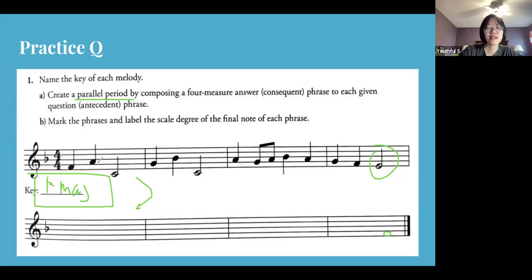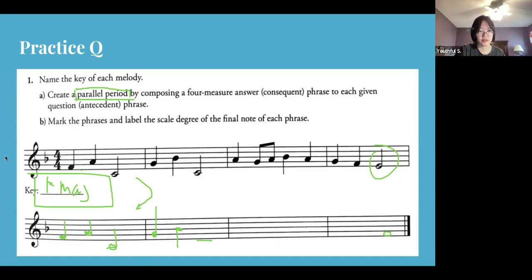So for this, since they already give you the first phrase, then you can basically just copy that down since it's a parallel period. So you're using similar material to make the second phrase. So I'll just copy it down here. So F, A, C. So basically a parallel period, how it works is everything is the exact same except at the end of the phrase. So all of these first few measures, I can literally just copy it here. So it's the exact same.